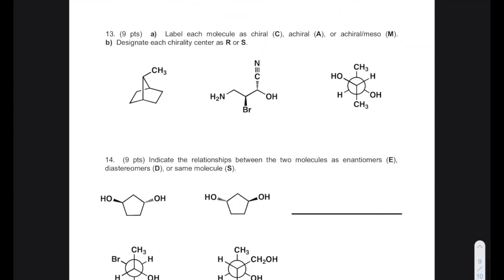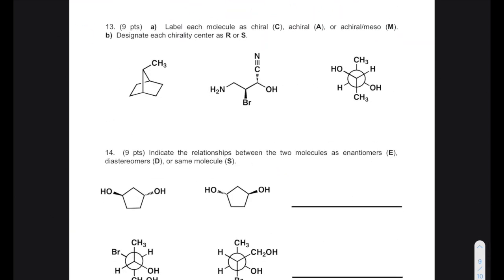Question 13, A asks, label each molecule as chiral, achiral, achiral meso. For this first one, it actually has 2 substituents that are equivalent. And because we have 2 substituents that are equivalent, this is achiral. For the second structure, first of all, this is going to be chiral. And it has 2 stereogenic centers. We're going to need to label the R and the S.